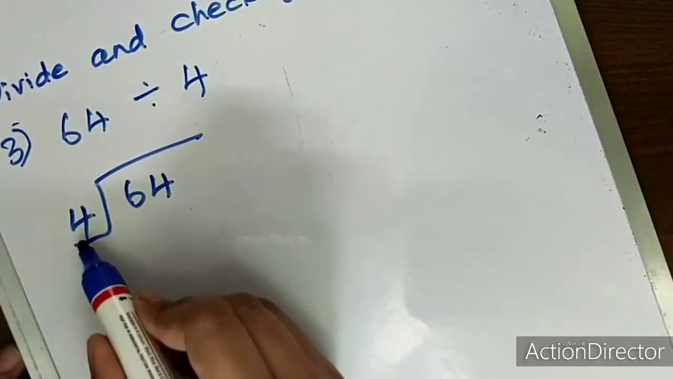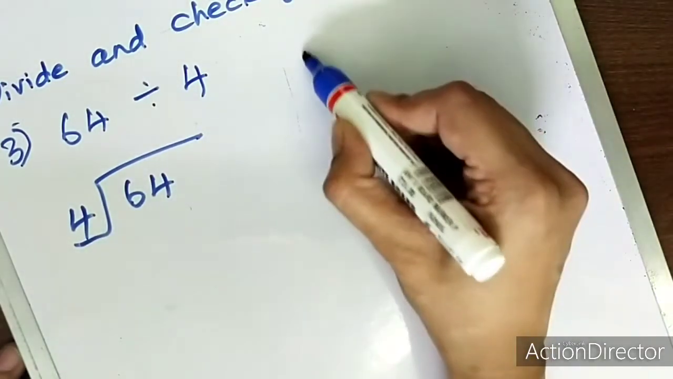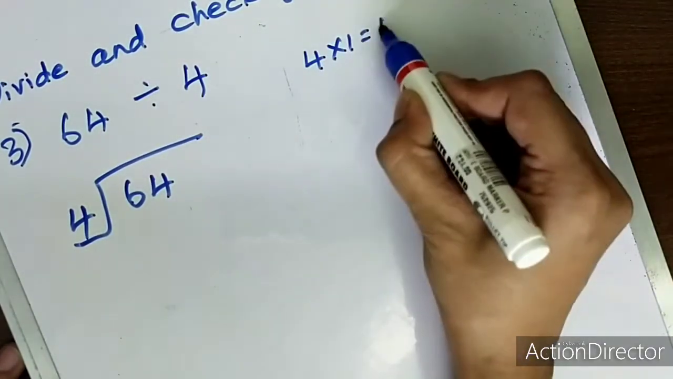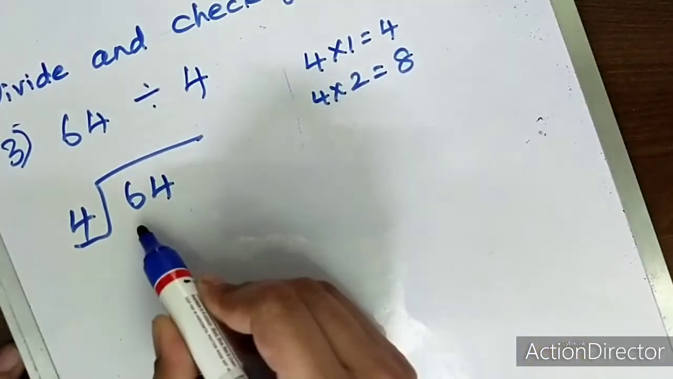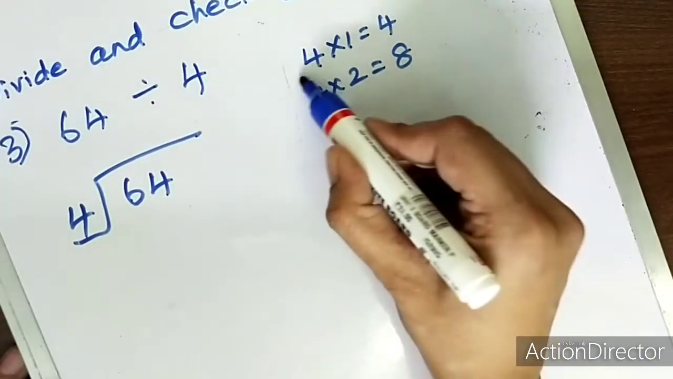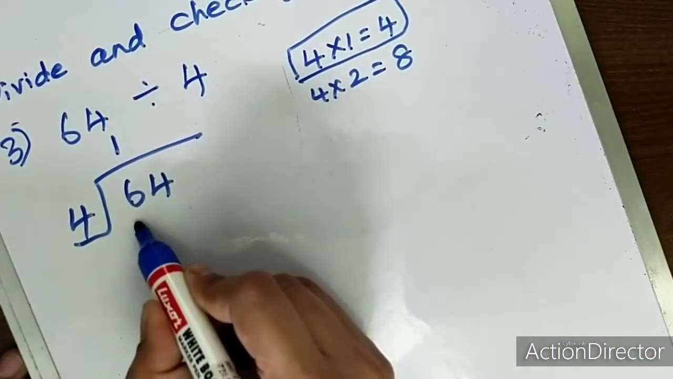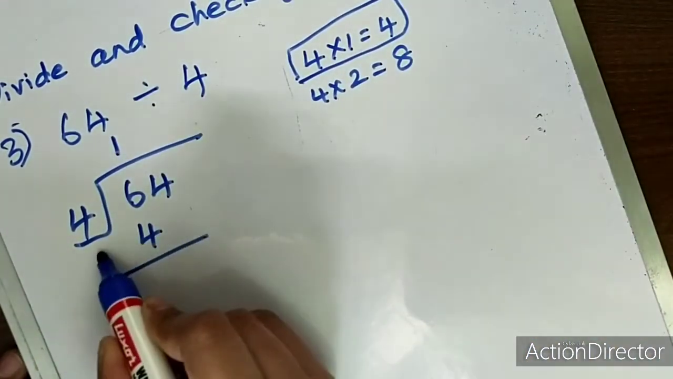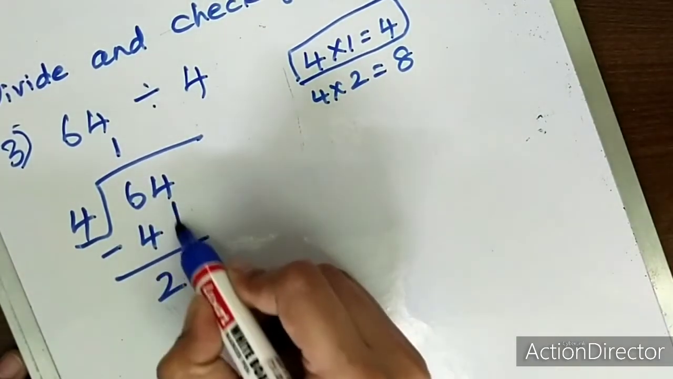Okay, yes. So we'll take the first digit. 4 tables 6 will come. 4 ones are 4, 4 twos are 8. So 8 is greater than 6. So you should take the before number, that is 4 ones are 4. Okay, now subtract. 6 minus 4, 2.